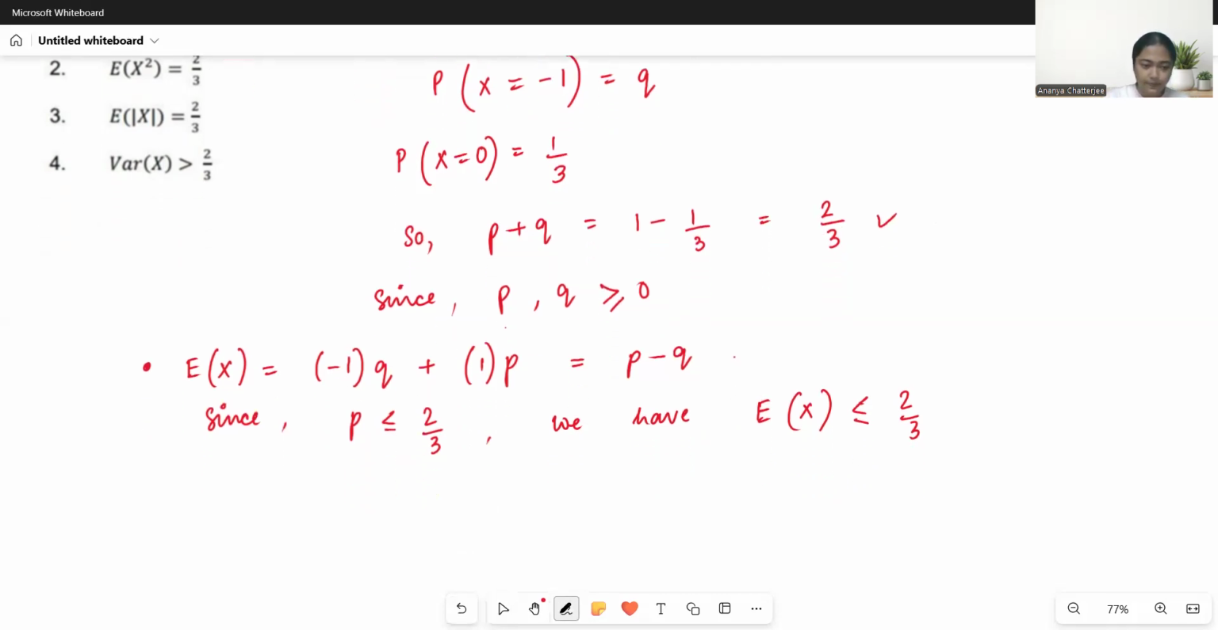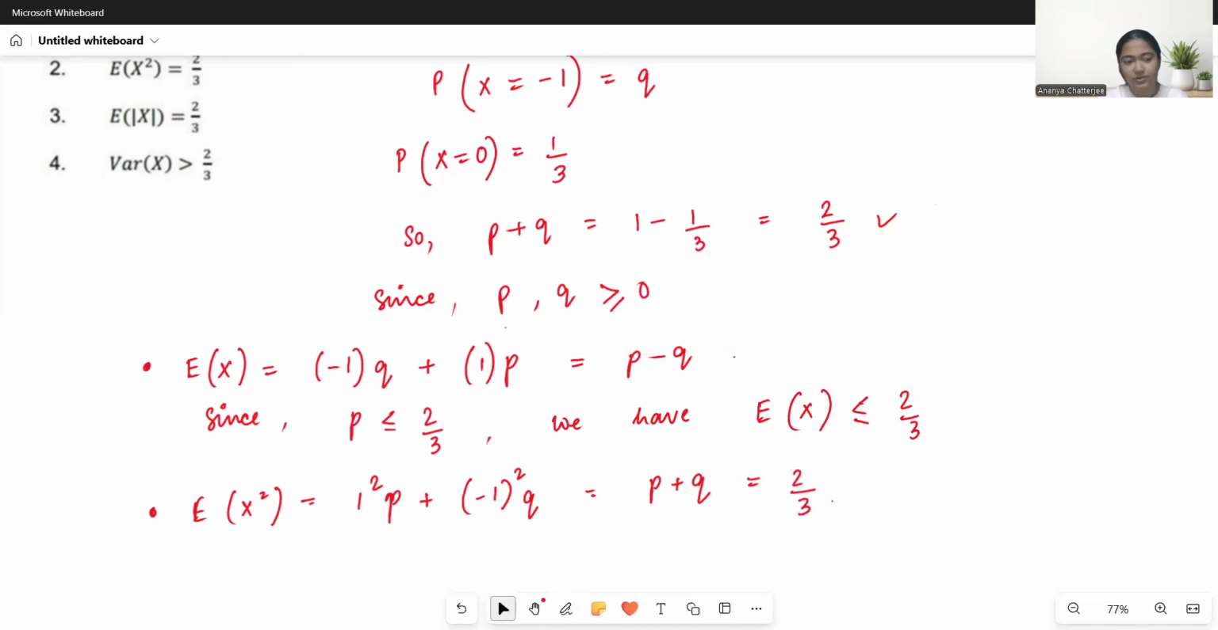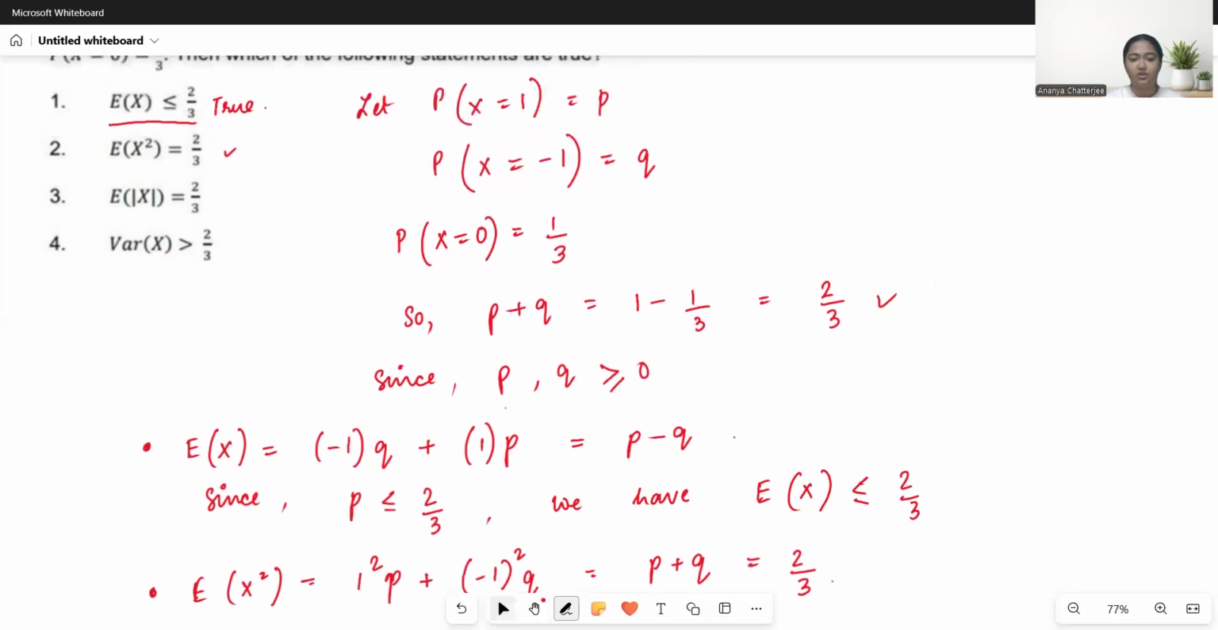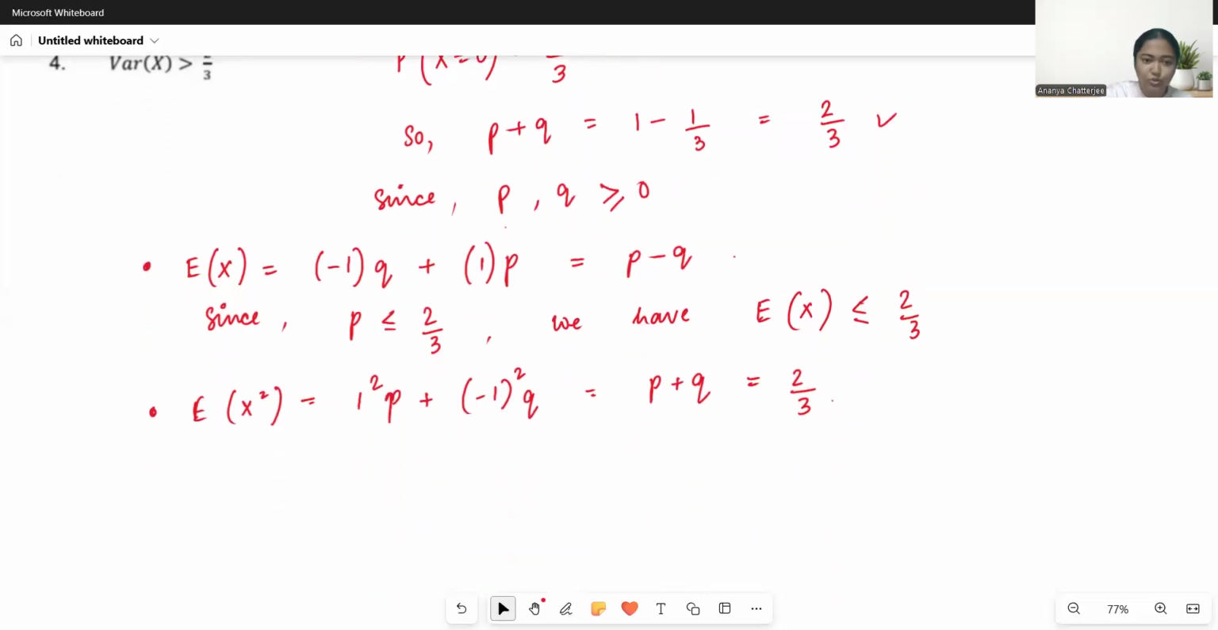Now the next one, that is expectation of x square. Now expectation of x square can be written as 1 square p plus (-1) square q, that is p plus q. Now this is equal to 2 by 3. Here the second option is given, that is expectation of x square is equal to 2 by 3. So we get the second option is also true.